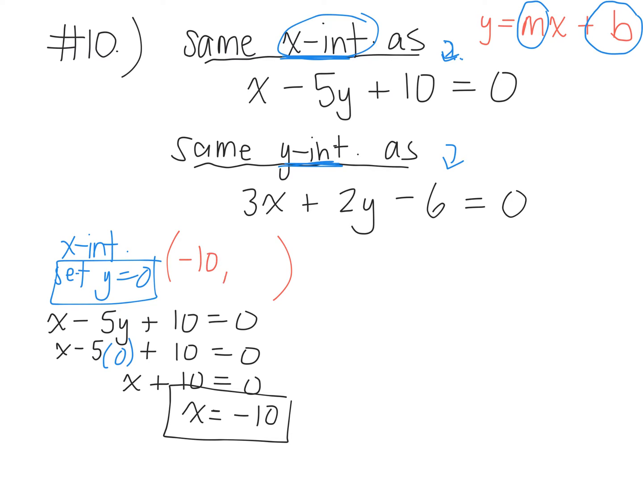Negative 10, 0. Okay, so the equation of the line we need to come up with, all we know right now is that it's located at a point at negative 10 and 0. That's one of the coordinates on the line. What's the second piece of information we're told? Yes, that it has the same y-intercept as this equation. So what do we need to find?